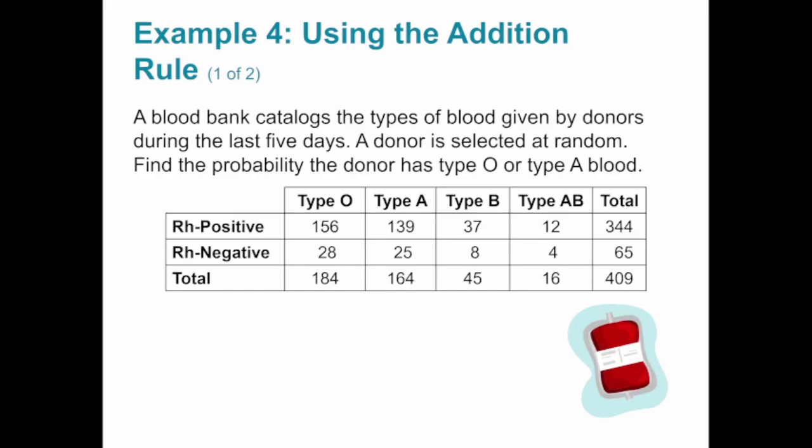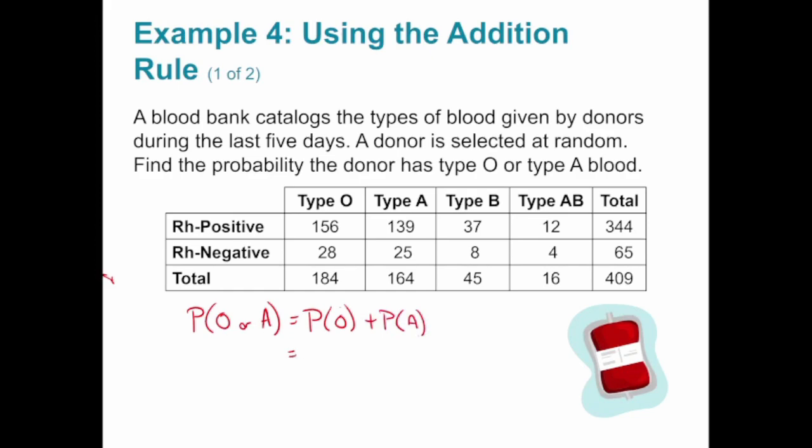So let's look at another example. This time our data is given to us in a tabular format. A blood bank catalogs the type of blood given by donors during the last 5 days. A donor is selected at random. What's the probability that the donor has type O or type A blood? Again, these two events are mutually exclusive. You're not going to have type O blood and type A blood. So the probability of having type O or type A blood is the probability that you have type O blood plus the probability that you have type A blood.